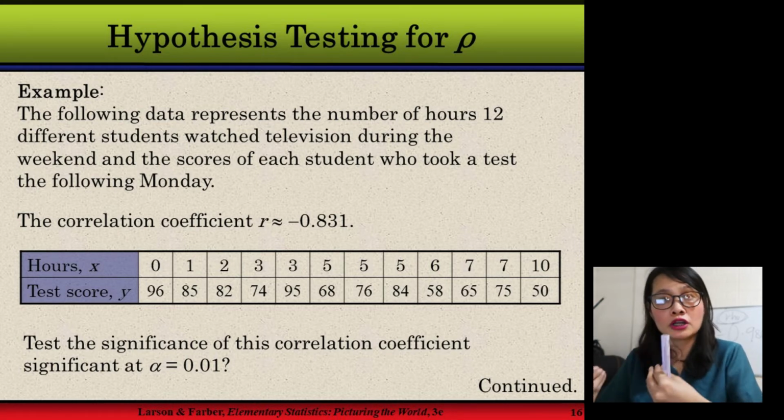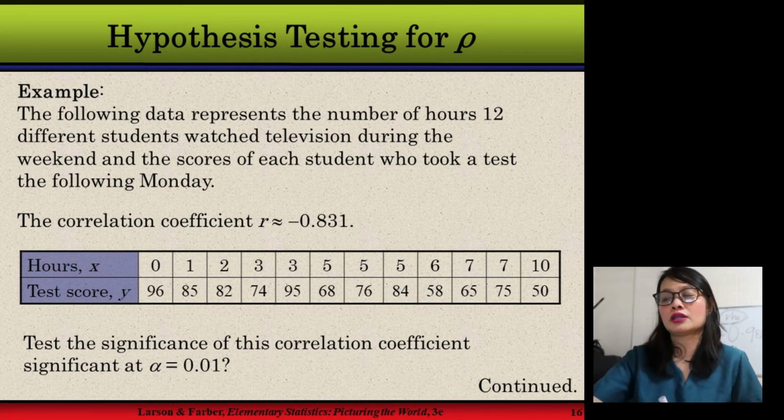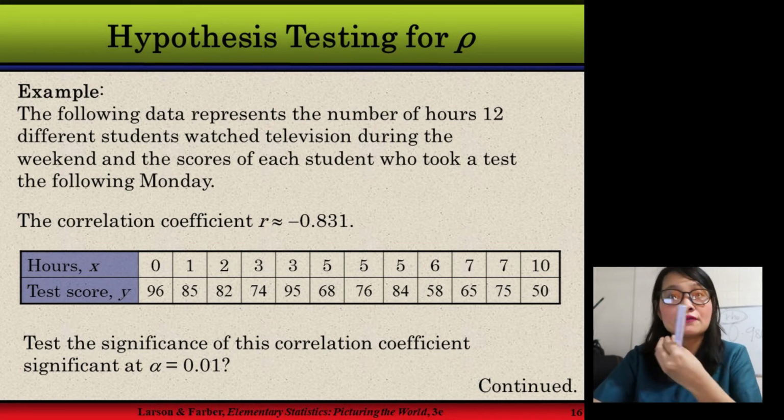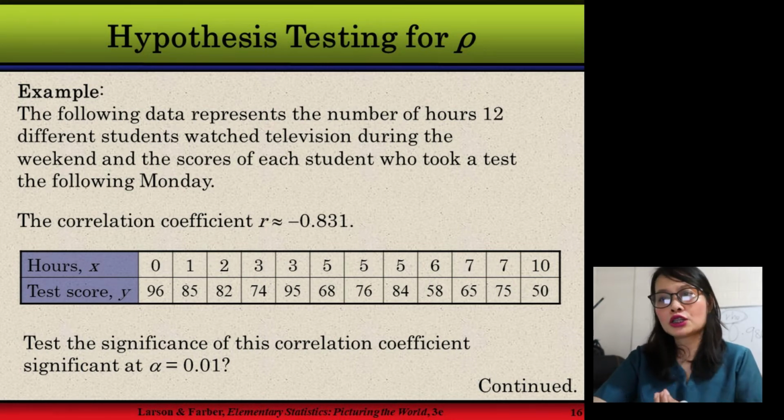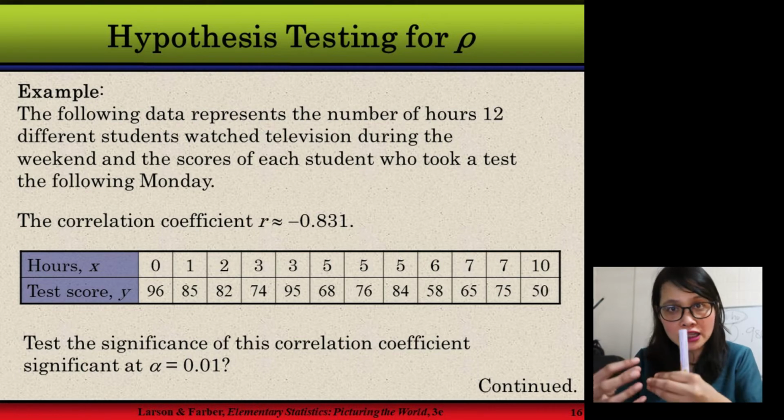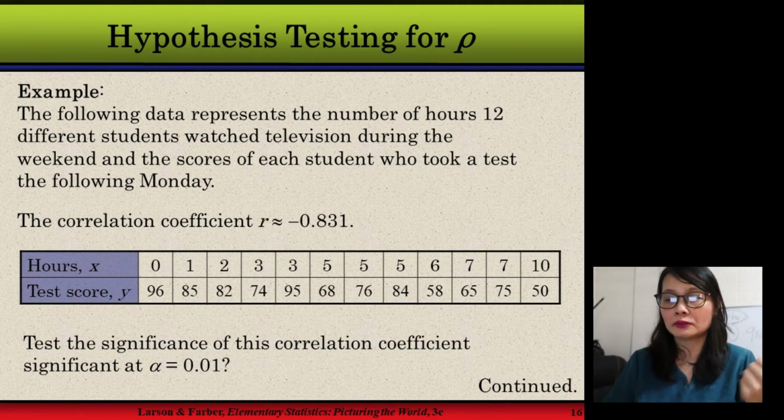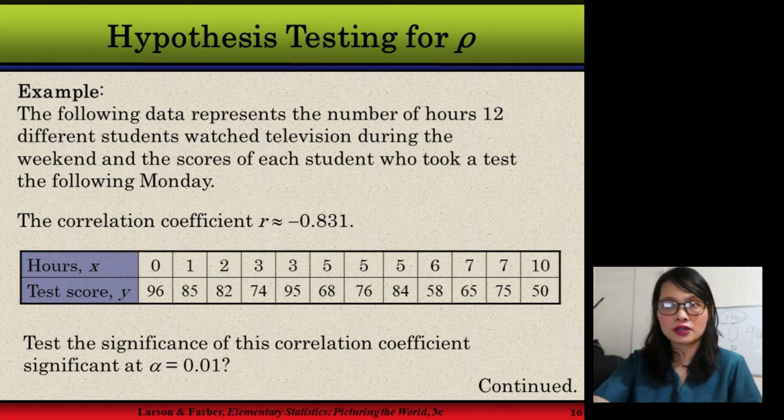Okay, is there a significant correlation between the two given variables, and how do we do that? We need to apply the t value. The correlation coefficient given is negative 0.831. To test the significance, we need to follow the procedure from a while ago. Test the significance of this correlation coefficient at alpha 0.01.